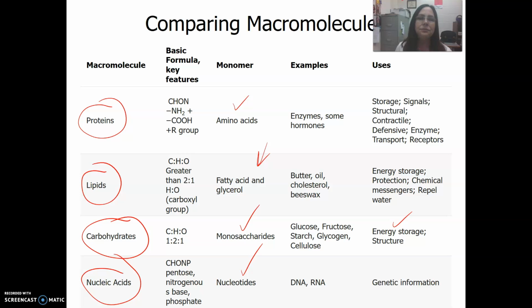And back to carbohydrates, one other thing. Carbohydrates and lipids both contain carbon, hydrogen, and oxygen. But carbohydrates tend to have a 1 to 2 to 1 ratio.